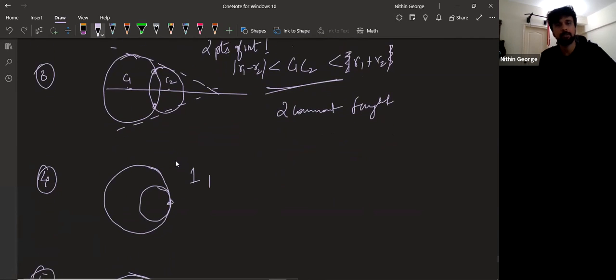Now here, there is one intersection point. And here you can say that R1 minus R2 is equal to C1C2. This is the center C1, this is the center C2. This much is R1 and this much is R2.